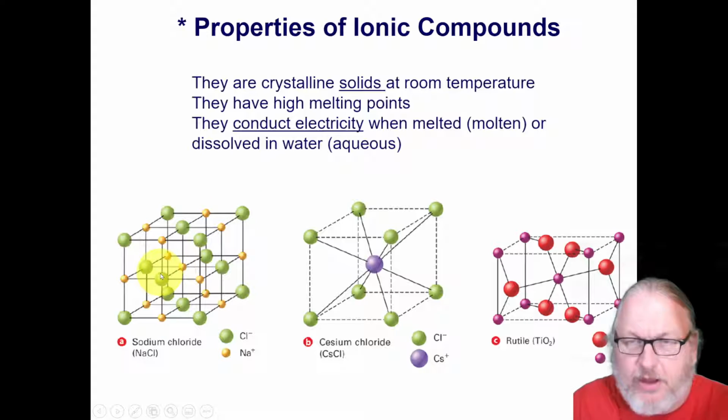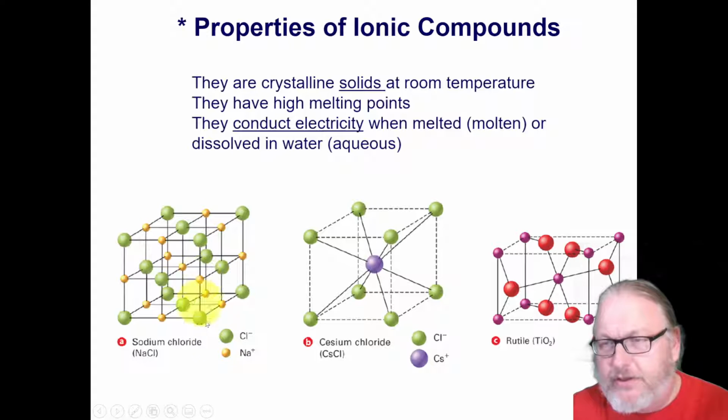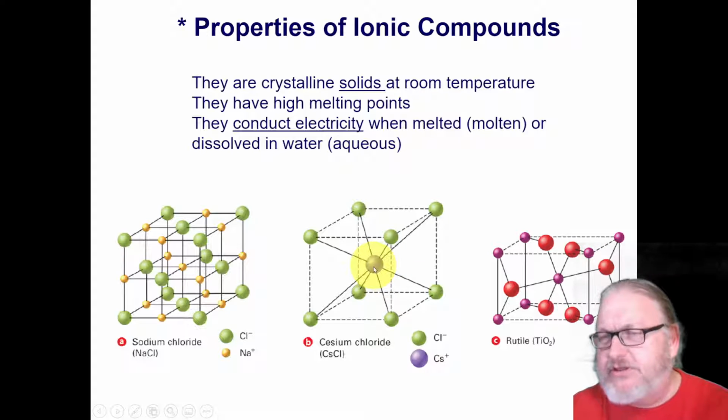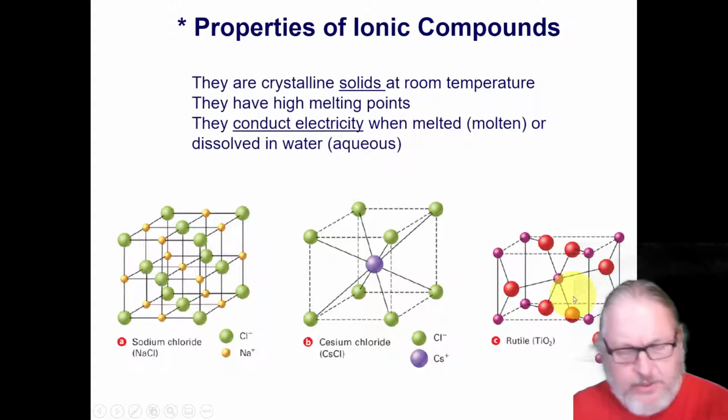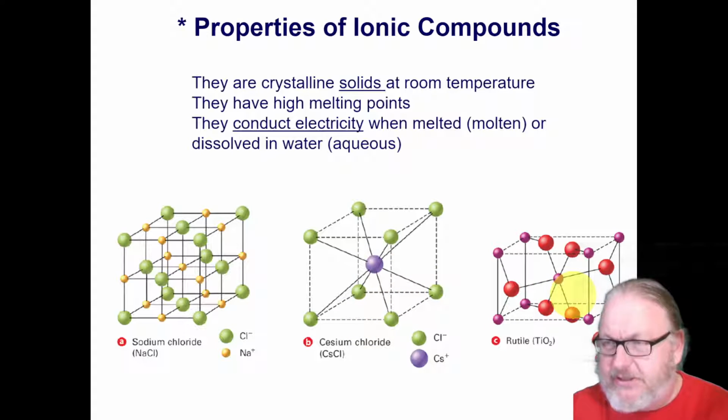There's sodium chloride. You can see that's cubic. There's cesium chloride, all right? And that's cubic, but that's body-centered cubic, all right? Then rutile, TiO2. TiO2 is what makes paint white.